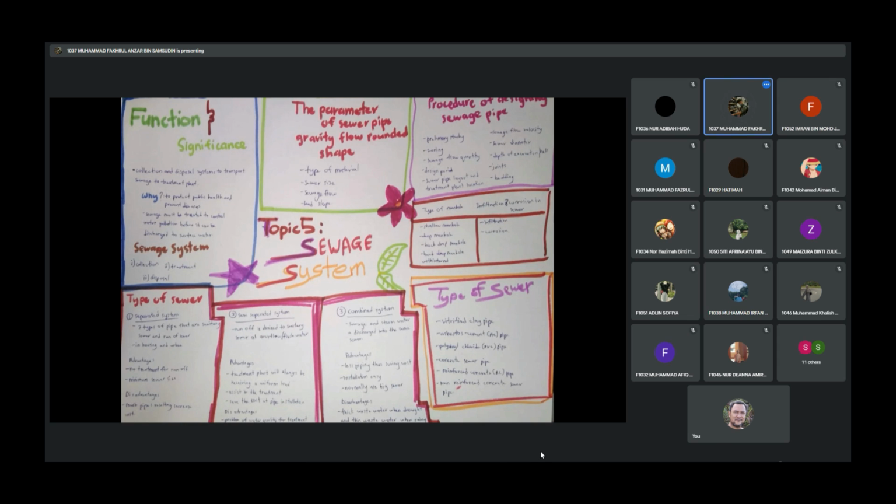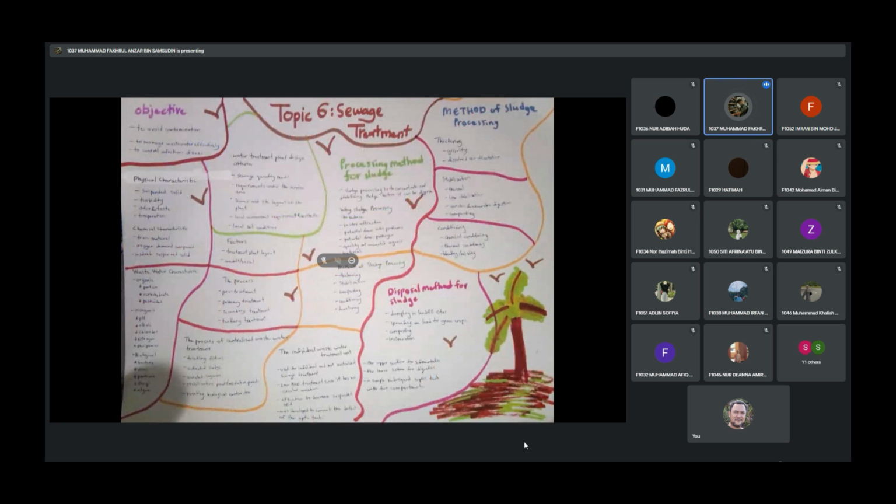Types of sewer pipe are vitrified clay pipe, asbestos cement, and polyvinyl chloride. And then the last chapter is sewage treatment.